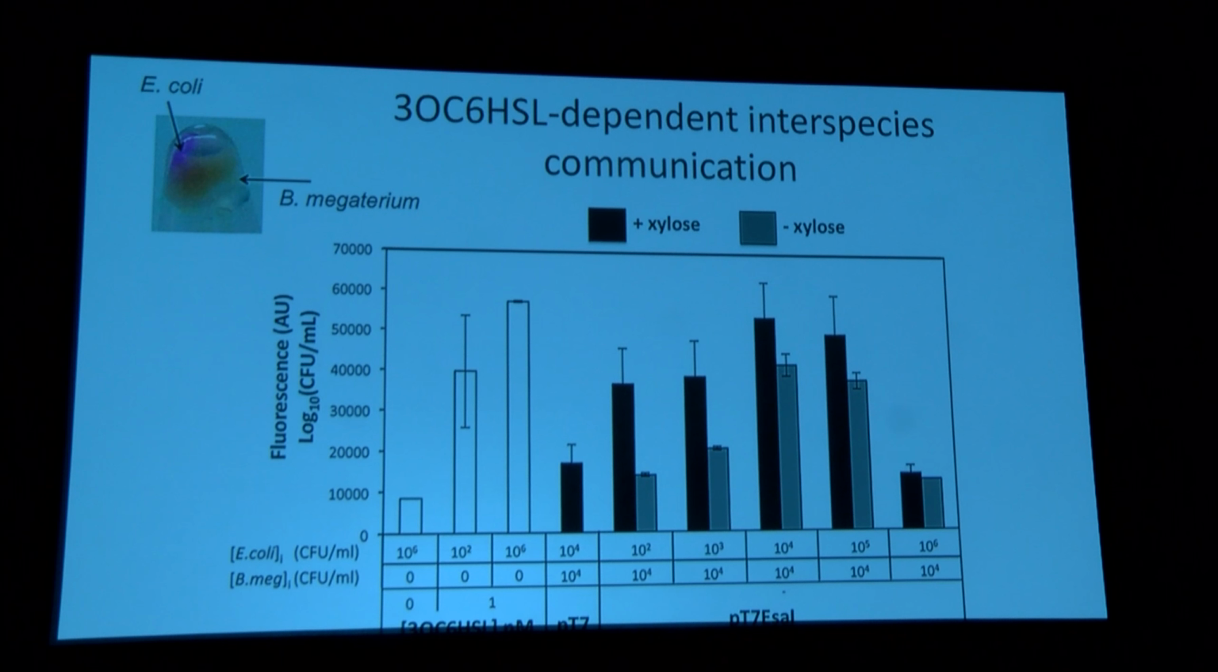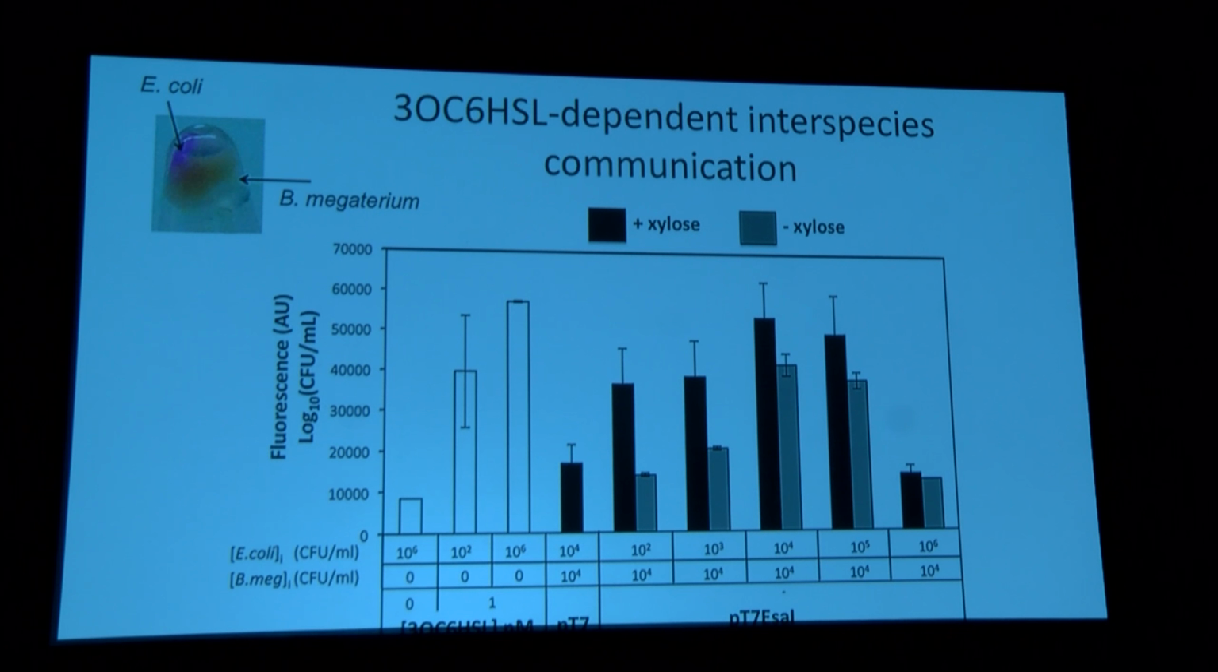So here we're looking at the fluorescence relative to essentially cell population. Our controls here are on the left, where we have 0 and then titrating amounts of 3-OC6HSL, our control cells that don't have any ESA-I in them, and then the co-cultures are here. What we're doing is keeping our starting concentration of Bacillus the same, and then titrating the amount of E. coli. The gray bars are uninduced, and the black ones are induced.